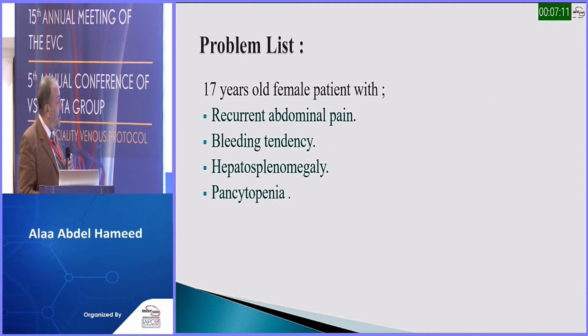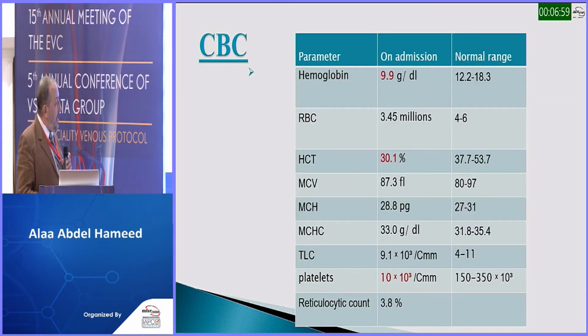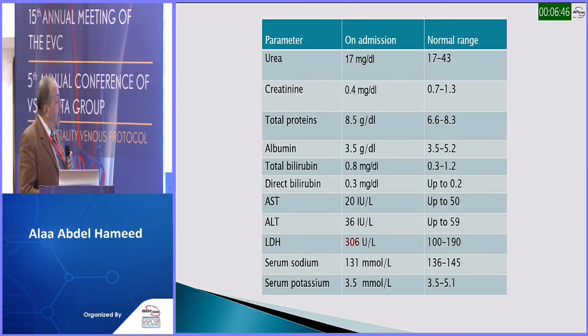So the problem list of this lady, a 17-year-old female, is recurrent abdominal pain, bleeding tendency, pancytopenia, and hepatosplenomegaly. The labs on admission: we have anemia, hemoglobin 9.9 grams, and severe platelet deficiency, a platelet count of 10,000. For the chemistry, we have no abnormality apart from raised LDH.